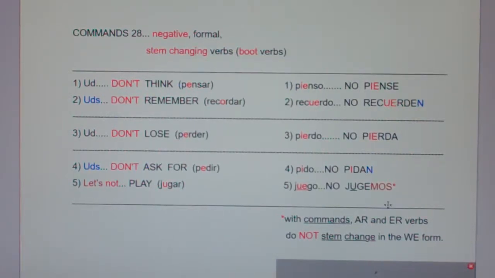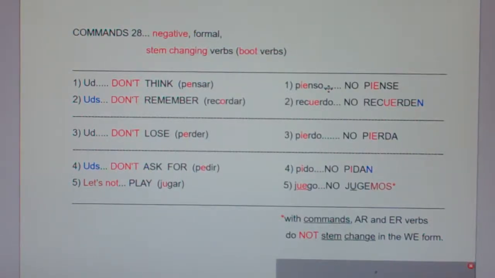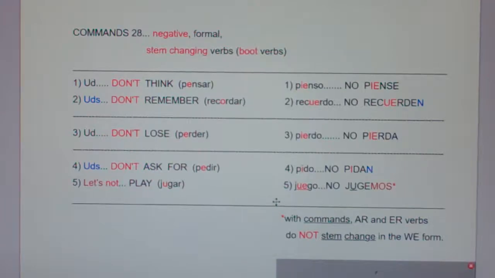Okay? Now, I want to make sure that you're comfortable saying all these, so I'm going to say the Spanish, clap, and I'd like you to repeat it in Spanish. No piense. No recuerden. No pierda. No pidan. No juguemos. Great.